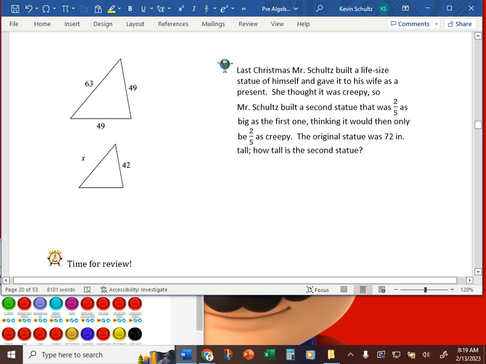And then, last Christmas, I built a life-size statue of myself to give my wife as a present. She thought it was creepy, so I built a second one that was 2/5 as big as the first one, thinking that it would only be 2/5 as creepy. Turns out it was just the same amount of creepy. If the original statue was 72 inches, how tall is the second one? Okay, so kind of a proportion, rates, ratios, all kind of combined in here.